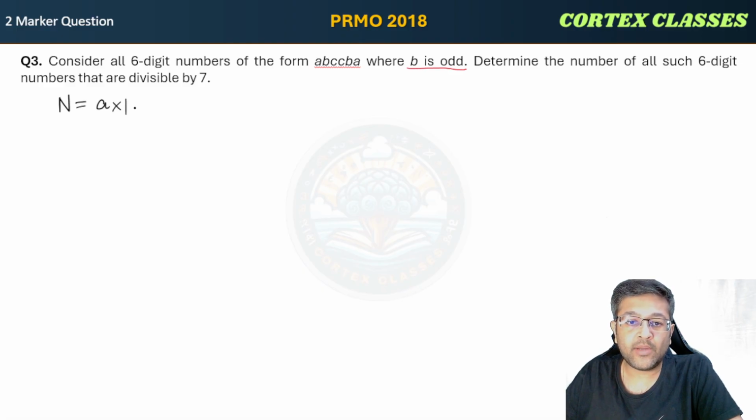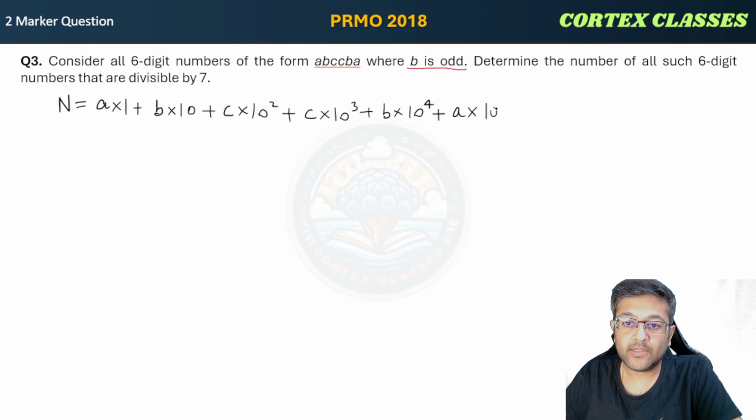So A into 1 plus B into 10 from the right hand side, plus C into 10 square plus another C into 10 power 3. So B into 10 power 4, right? And lastly, A into 10 power 5. Okay. So now let's combine the corresponding terms.